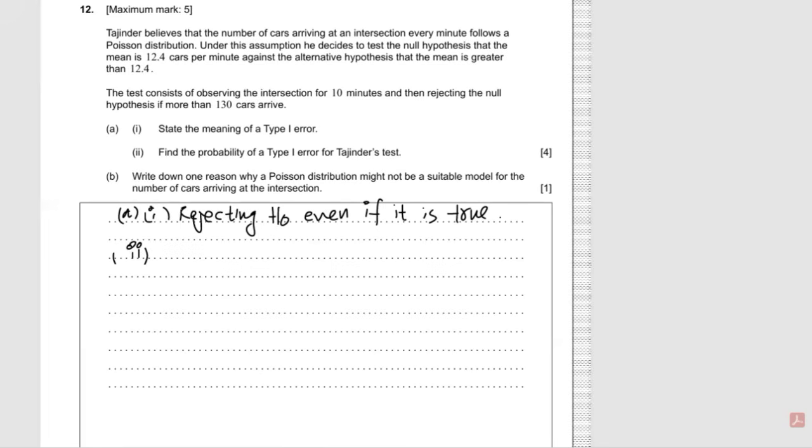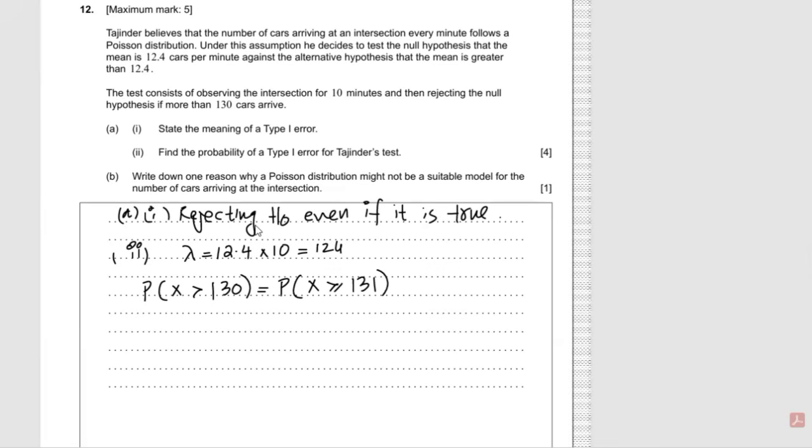Okay, let's do part 2. Find the probability of type 1 error for Tajinder's test. So here the null hypothesis is that the average number of cars is 12.4 cars per minute. And since the observation lasts 10 minutes, this needs to be 12.4 per minute times 10, which is going to be 124. The test rejects H naught if more than 130 cars arrive. So the probability of type 1 error is the probability of greater than 130, which in a discrete distribution, and Poisson is a discrete distribution, means 131 or more.